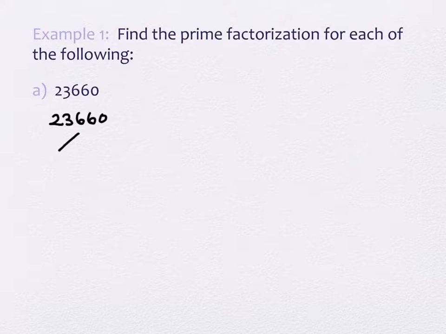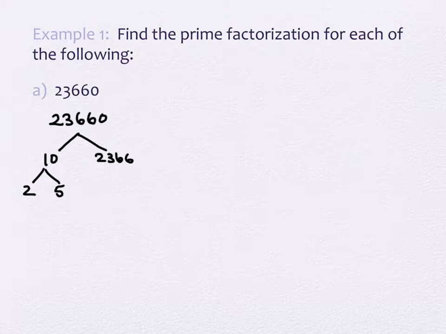Sometimes it's very easy to find a particular factor, sometimes it's not. This number, I think, very nicely, we would probably recognize it divides by 10, because of the 0 at the end, right? So it's a pretty good place to start, 10. Here's 2,366. I will break the 10 down. 2 and a 5.